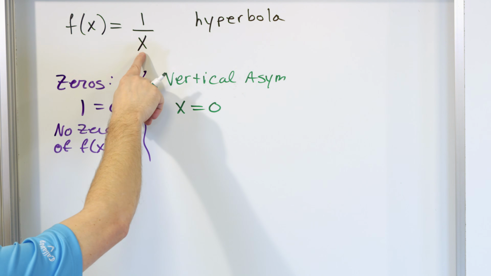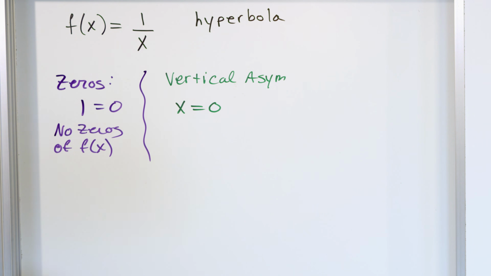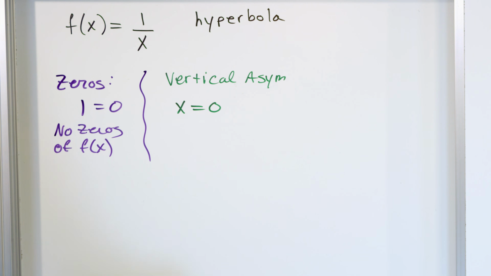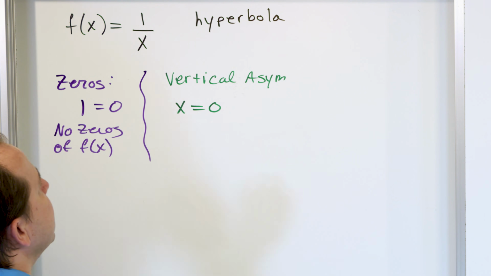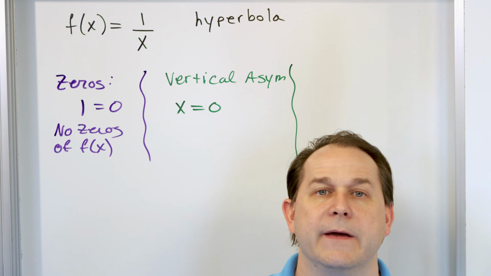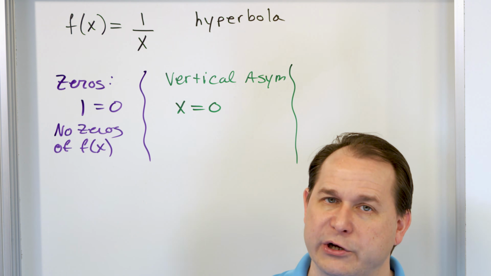Why? Because when we put 0 in here, the whole thing goes to infinity. It's undefined there. So if I asked you, what is the domain of this hyperbola? You would say all real numbers except when x is equal to 0. That's the only number not allowed. Every other number is fine. Okay? Now the next thing I want to do, and this will be a lot more clear when we actually graph the thing, which we're going to do in just a minute.